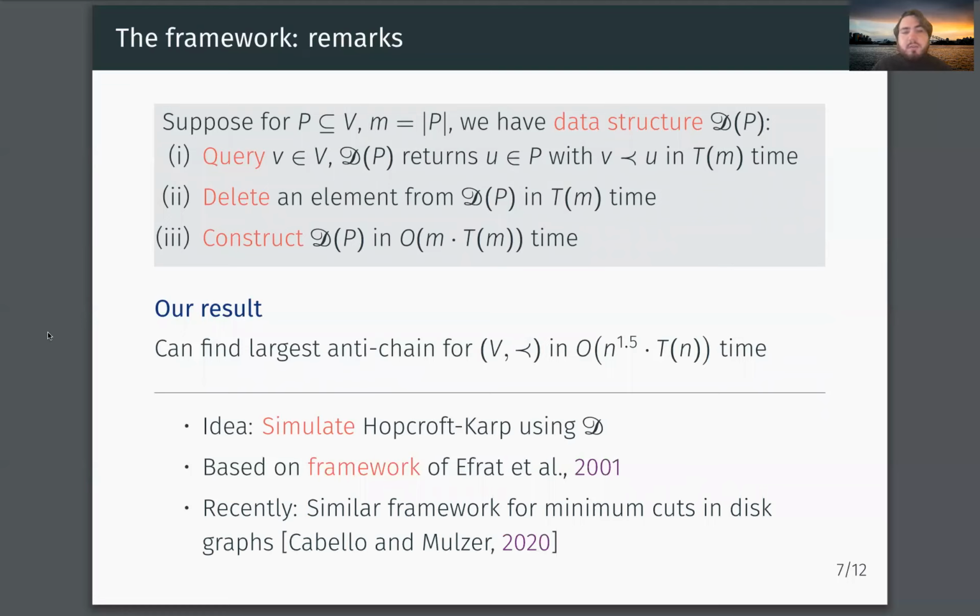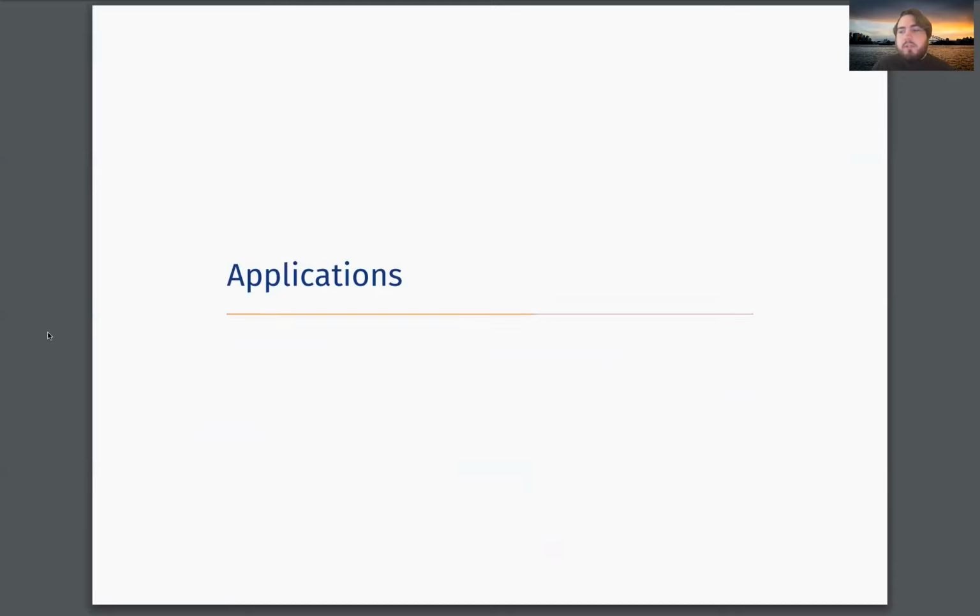Recently, there's also been another similar framework proposed by Cabello and Mulzer, where they look at computing minimum cuts in disk graphs. Again, you're looking at these geometric graphs which are implicitly defined, and they use geometric data structures to speed up these minimum cut algorithms. So it's a very similar framework to ours. In the remaining time, I'm going to talk about applications of this anti-chain framework we developed.